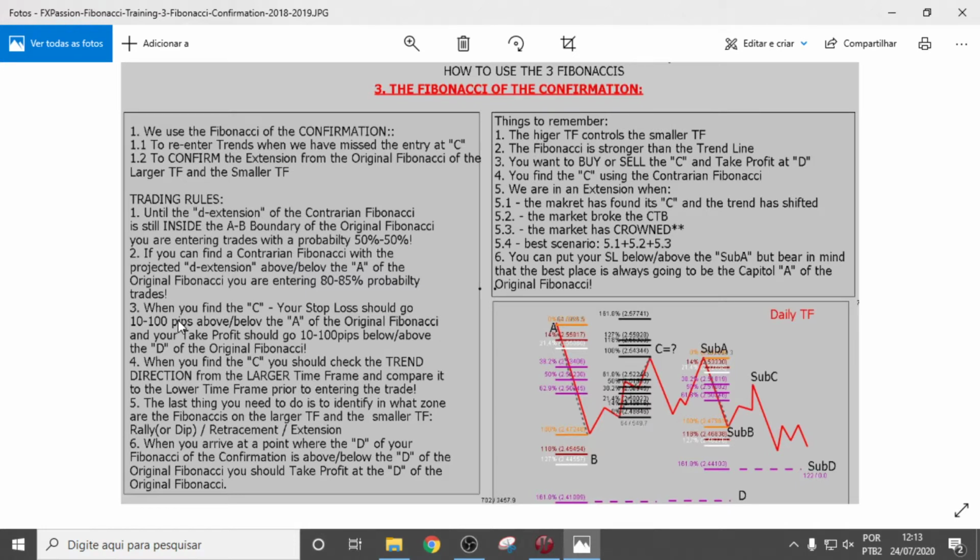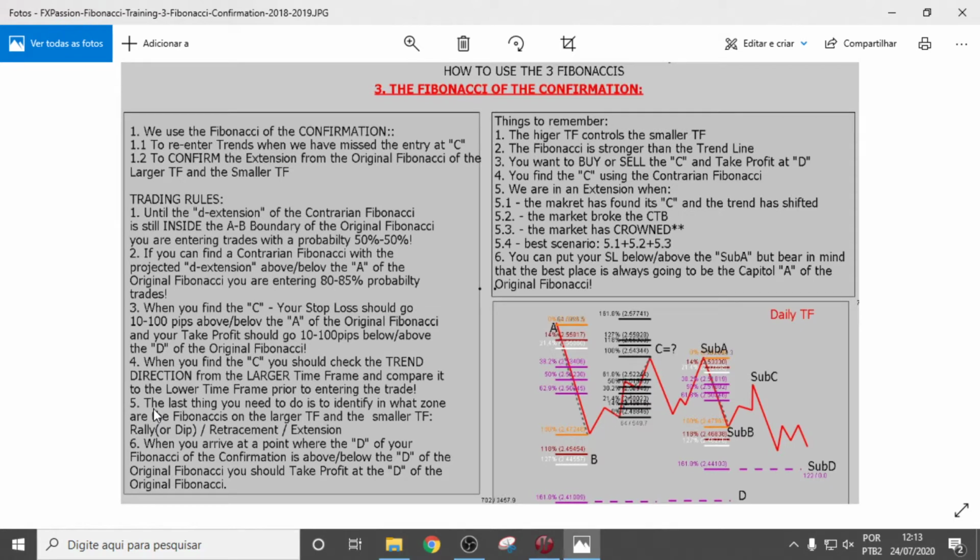Number 3, when you find the C, your stop loss should go 10 to 100 pips above or below the A of the original Fibonacci, and your take profit should go 10 to 100 pips below or above the D, capital D, of the original Fibonacci. So number 3 is still the same. Number 4, when you find the C, you should check the trend direction from the larger time frame and compare it to the lower time frame prior to entering the trade. So still the same.